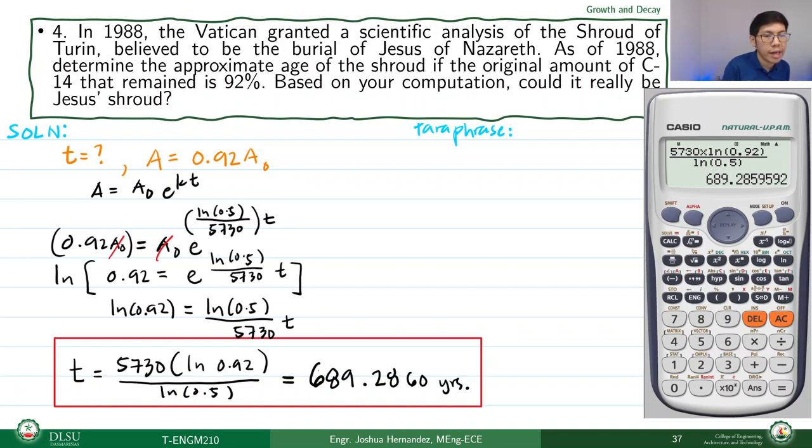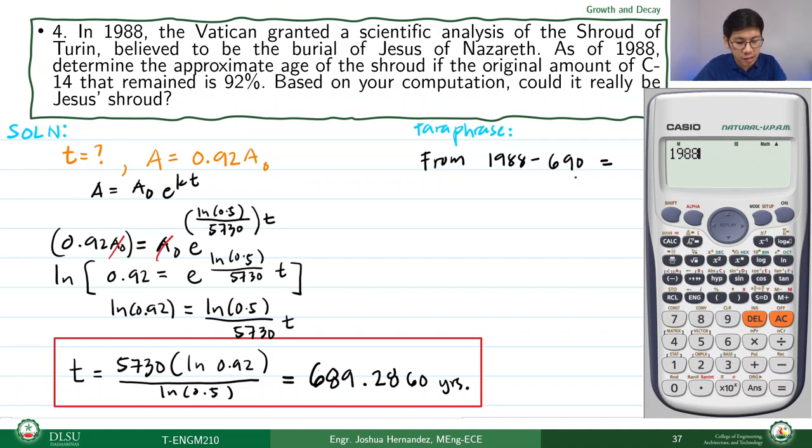So, to answer, paraphrase. Based on our computation, yung age ng shroud ay 689 years pa lang, and that is from 1988 as our reference. In other words, 1988 minus 689. Palagay na nating 690 years yan. So, calculate natin. 1988 minus 690. Ang approximate age or approximate date of origin nung shroud ay about 1298. Of course, this is AD, Anno Domini, or after death.